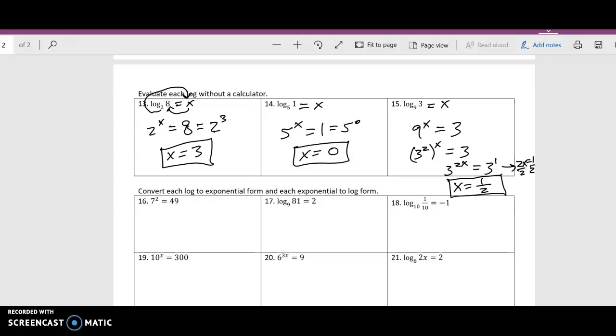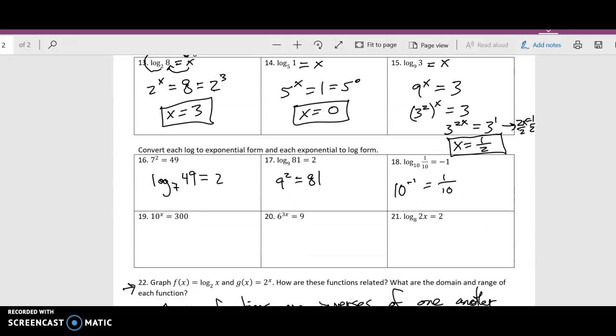All right. Convert each log into exponential and vice versa. Okay, so log base 7 of 49 equals 2. 9 to the second equals 81. 10 raised to this power, -1, is equal to 1 over 10. Now, all these statements are true. We're just going from one form to the other. Our base is 10, so I'm not going to write it. Okay. Notice what the log is equal to is always the power, right?